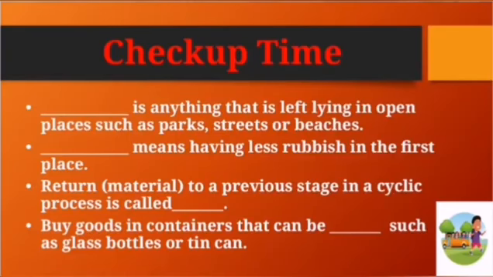Okay class, so it's checkup time. Your first blank is dash is anything that is left lying in open places such as parks, streets or beaches. Your next blank is dash means having less rubbish in the first place. Third blank for you is return of material to a previous stage in a cyclic process is called as. And fourth blank is buy goods in containers that can be dash such as glass bottles or tin cans.